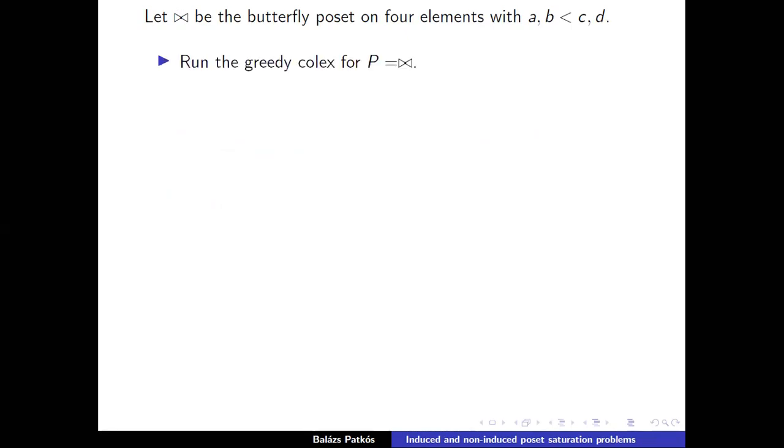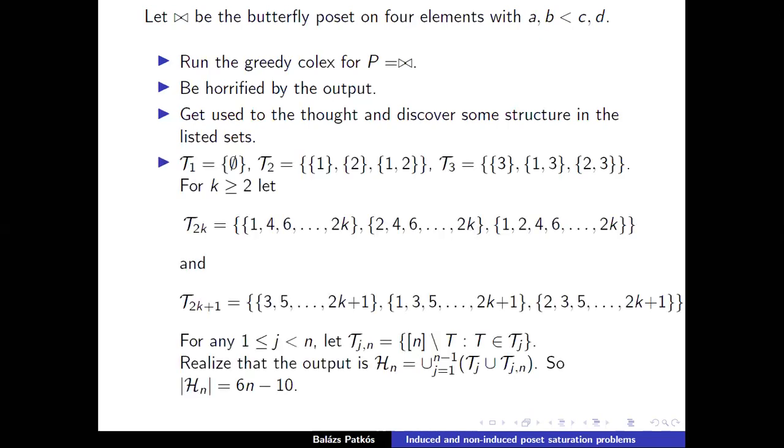And so what do we do? Well, we run the greedy collex for P, and we get a long list of sets, and they do separate n minus 1 and n, so there is no chance that it's going to be bounded, not to mention the fact that there are lower bounds, so we know that it won't separate n minus 1 and n. I know that this is hard to take, but after looking at the listed sets for a while, one can get the structure of the output family.